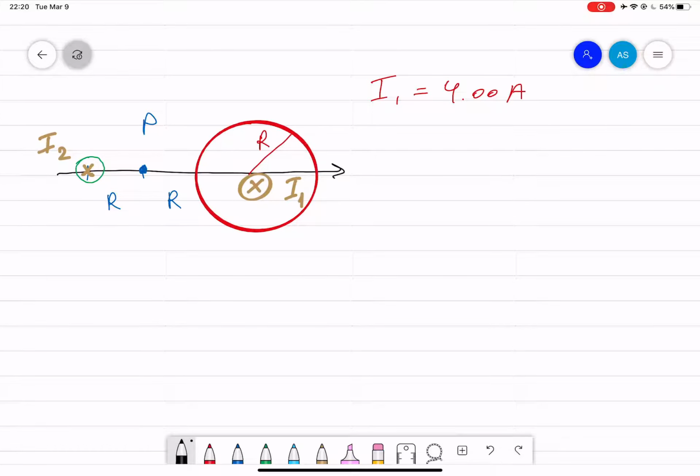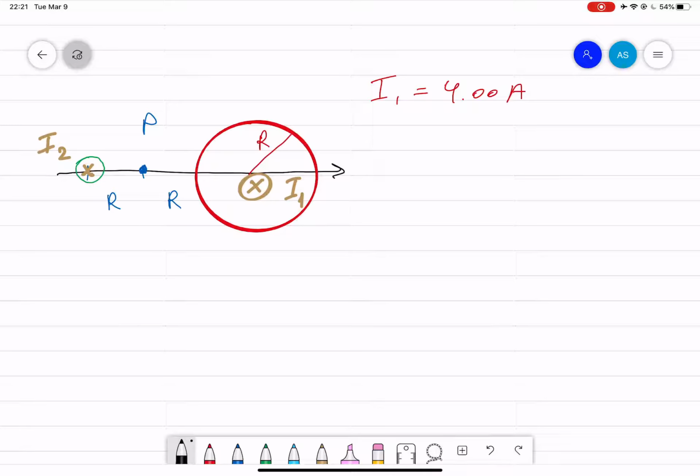A solid rod of radius r carries a current I1 of 4 amperes into the page with uniform current density. There is also a thin wire at a distance of 2r away from the surface of the rod. Point P is on the line between the two, at a distance r from the wire.